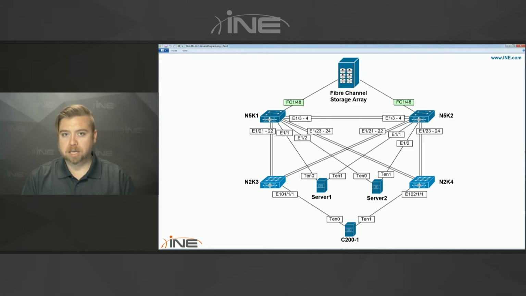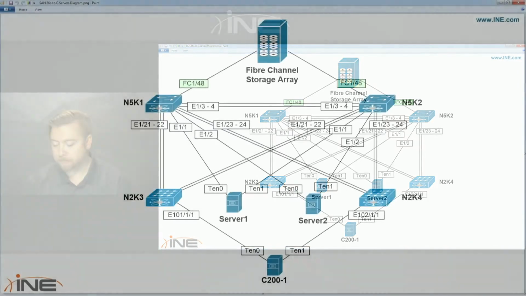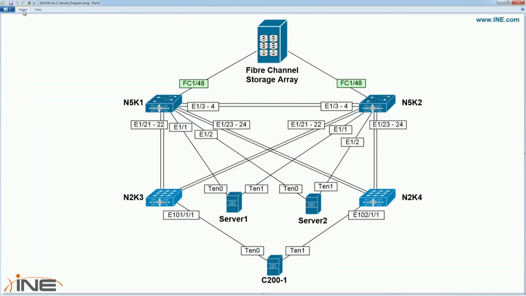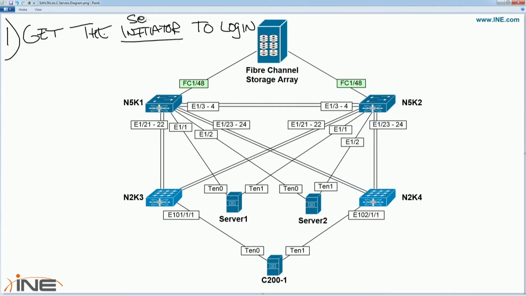Now, regardless of what variation we're looking at in storage, whether it's file storage or block storage, or within block storage, if it's FC, FCoE, or iSCSI, we can break this down into three main components that we're trying to accomplish from a design or configuration point of view. The first is that we need to get the initiator to log in. Okay, the initiator being the server. The server is trying to get access to its disk.